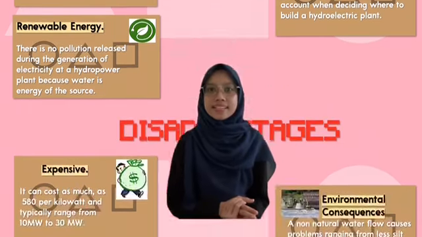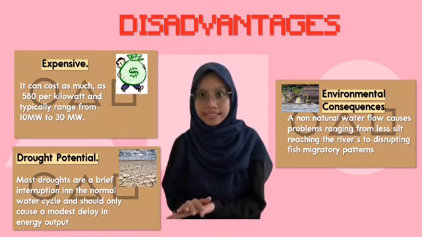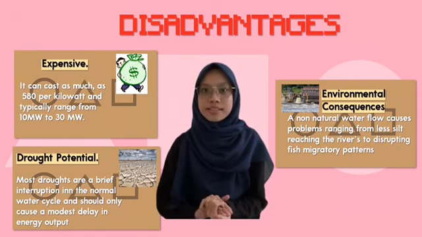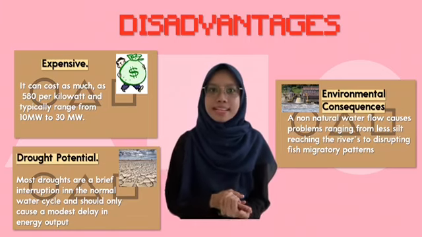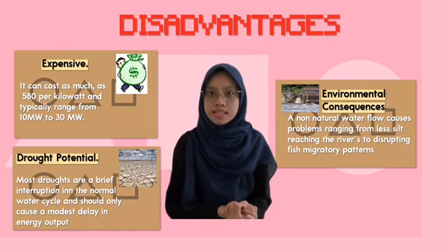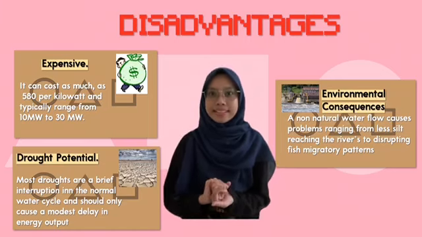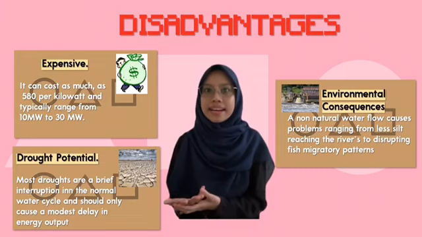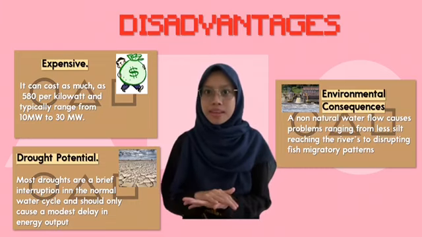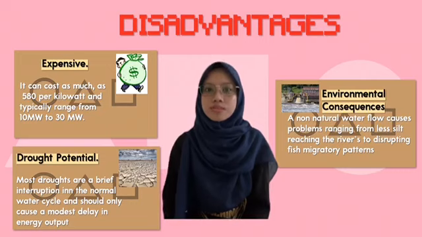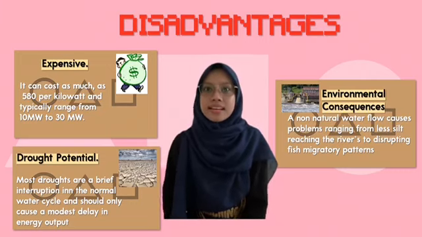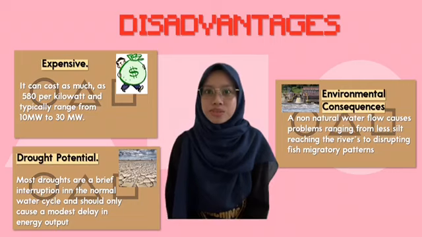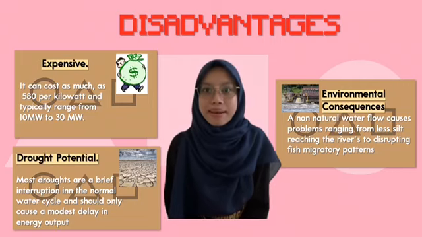The next discussion is about disadvantages of hydropower generation. The first disadvantage of hydropower generation is environmental consequence. When a dam is created, a previously dry land area is flooded with water. A non-natural water flow causes problem ranging from less reaching the rivers terminus to disrupting fish migratory patterns.